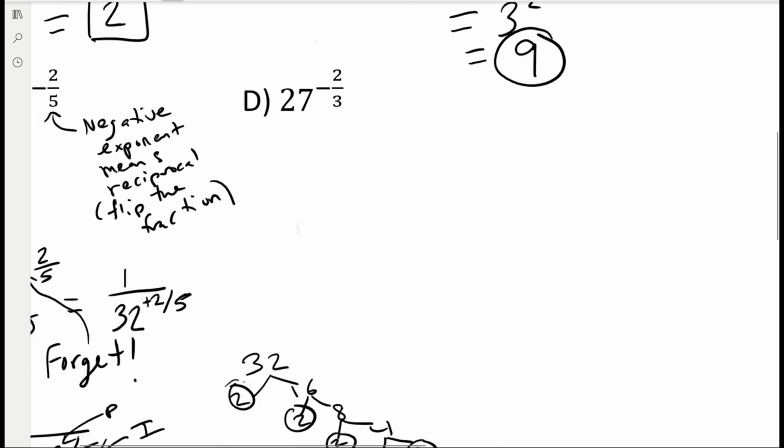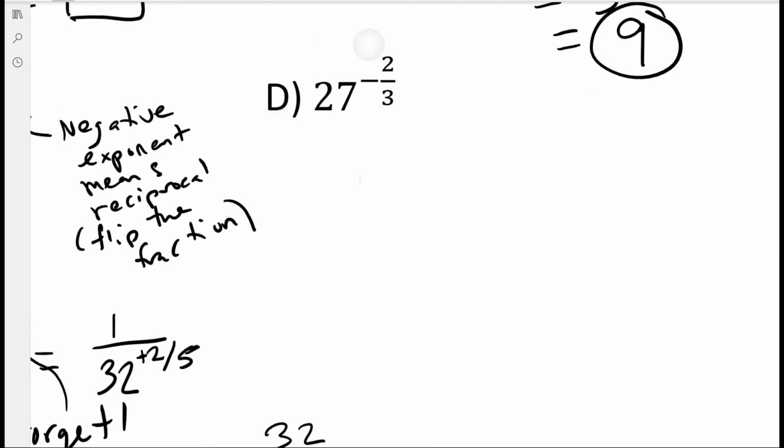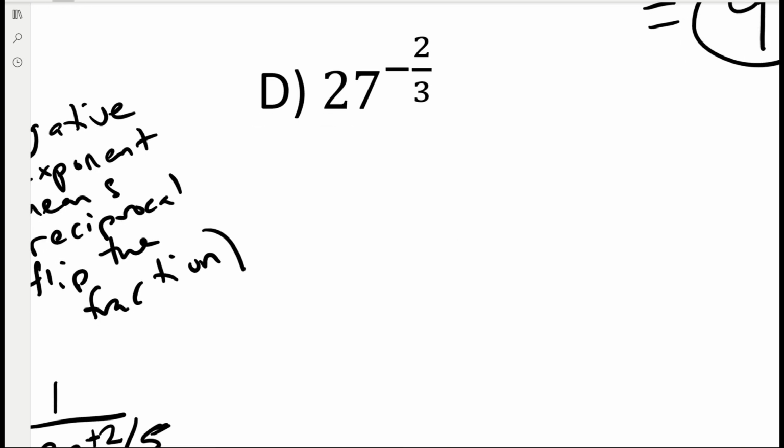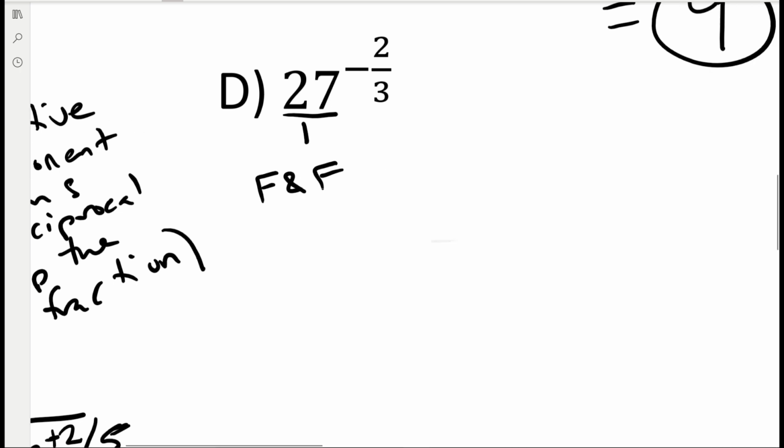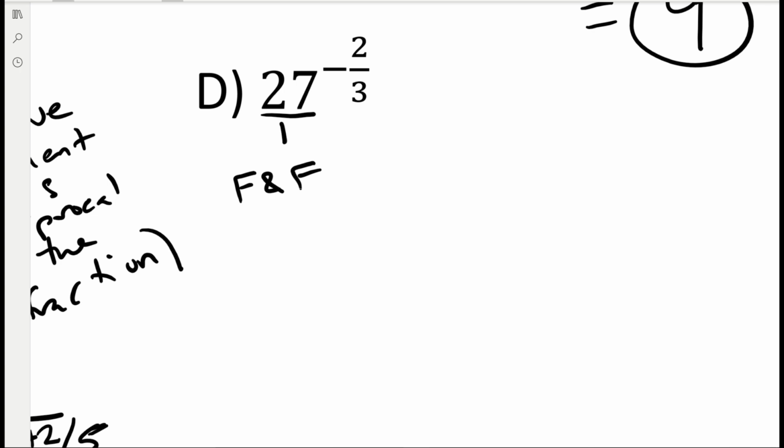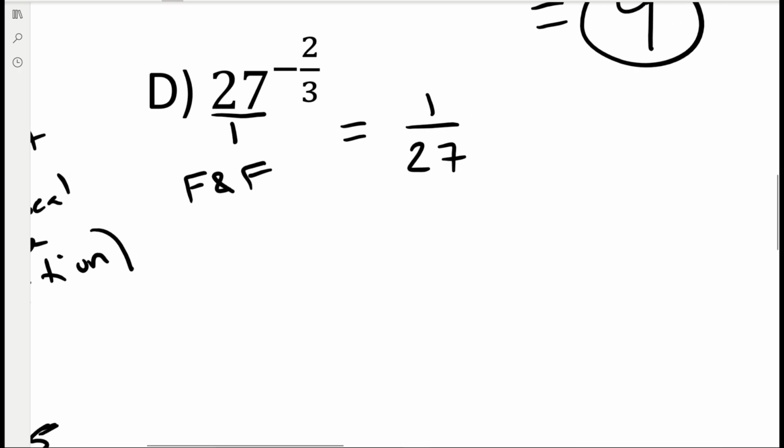All right, again, we have a negative exponent. Negative exponent means we flip and forget. So there's an invisible 1 down here. So we're going to go ahead and do flip and forget, F and F, however way you want to call it. So we have 1 over 27. And then we flip the sign, so now it's going to be positive 2/3. So I'm just going to write it as 2/3.